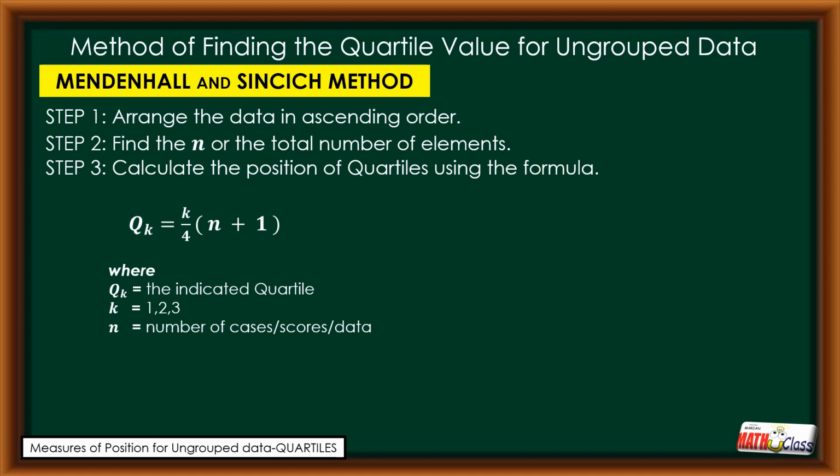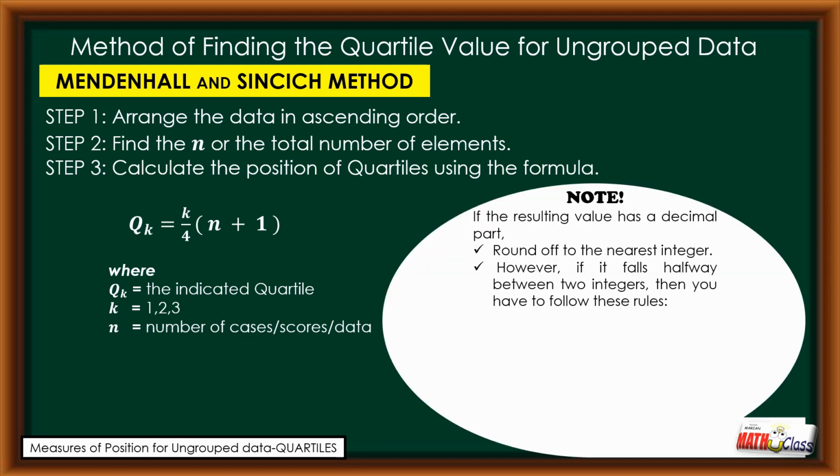K could be 1, 2, or 3, because in a quartile, each set of scores has 3 quartiles, Q1, Q2, and Q3. N is for the number of cases or scores or data. Take note that the resulting value must be rounded to the nearest integer.